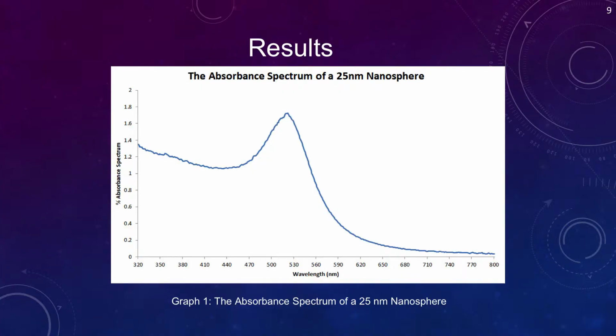And this, what you see here, is just a graph of the absorption spectrum of the 25 nanometer nanosphere. As you can see, there's a peak at the 520 nanometer wavelength, and that confirmed that we had created nanospheres, sorry.